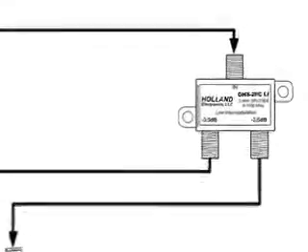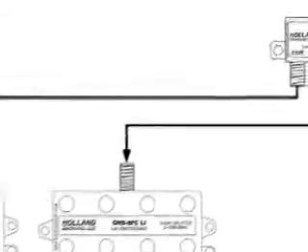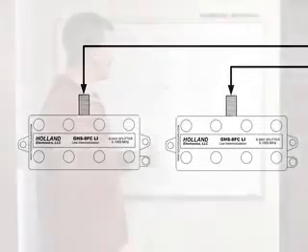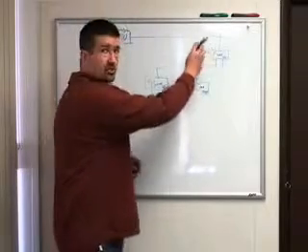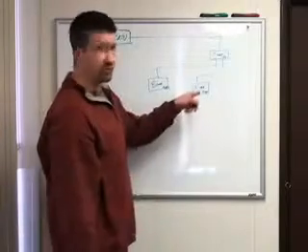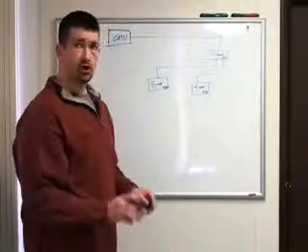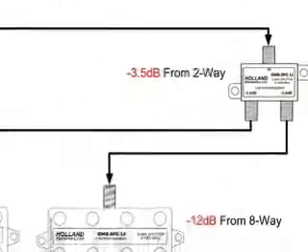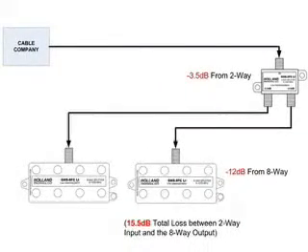Off of the 2-way here, we're going to take a couple of 8-ways. And again, we said the 8-ways here have a 12 dB loss on them. Now, to calculate the loss between the input of the 2-way and the output of the 8-ways, we're going to just add these two numbers together, 12 dB and 3.5 dB. This will give us the total amount of insertion loss between the input of the 2-way and the output of the 8-way, which in this case the value is 15.5 dB.